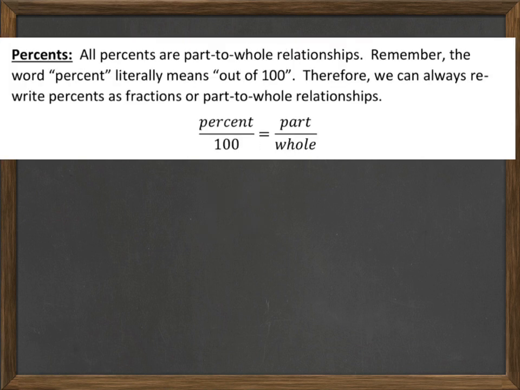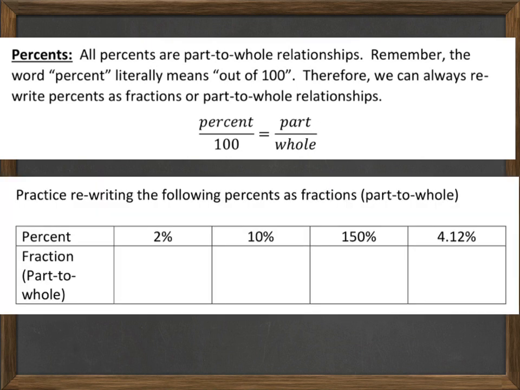Percents. All percents are part to whole relationships. Remember, the word percent literally means out of 100. Therefore, we can always rewrite percents as fractions or part to whole relationships. The percent divided by 100 is equal to the part over the whole. Let's practice rewriting the following percents.